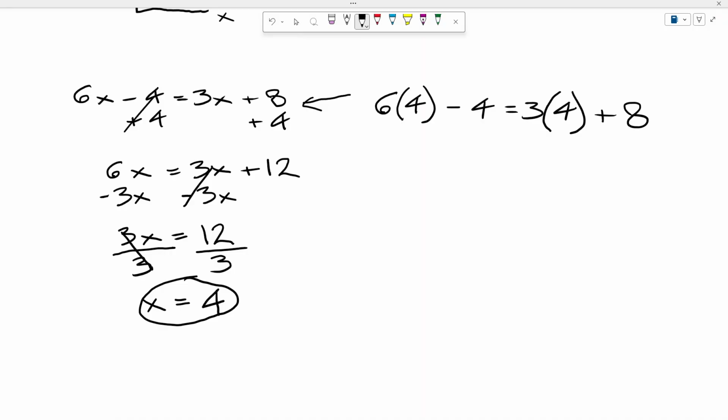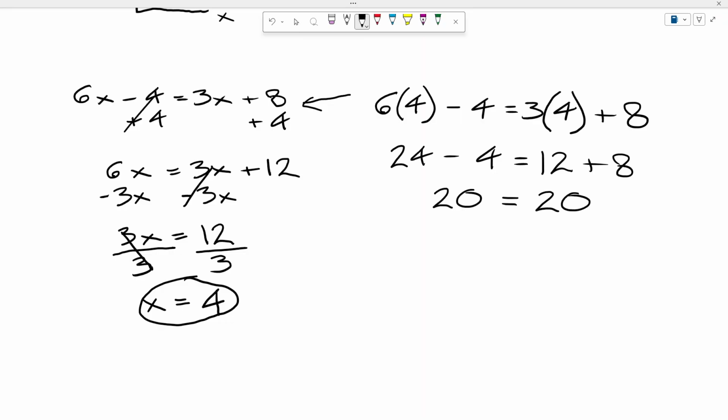So we have 6 times 4 is 24, minus 4, and then 3 times 4 is 12, plus 8, so it looks like we have 24 minus 4, we have 20, and then that is equal to 12 plus 8, 20 equals 20, so that looks good to me. So x equals 4 is definitely our answer for that one.